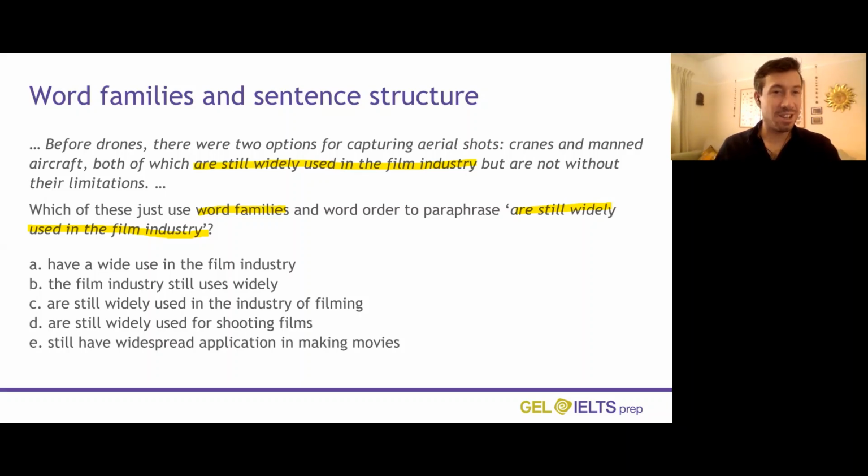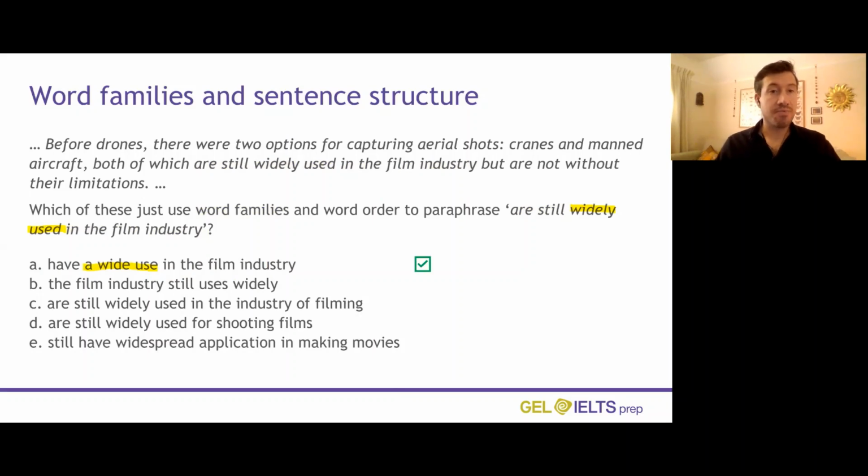Okay, let's look now together. Well, let's start fresh. So it says here we've got widely used. Okay, we've got an adverb and we've got a verb. Now A changes that. It says have a wide use. So it's changed use from a verb to a noun, and widely from an adverb to an adjective. So you've got an adjective and a noun. In the film industry stays the same. The rest stays the same. So that does just use a word family.